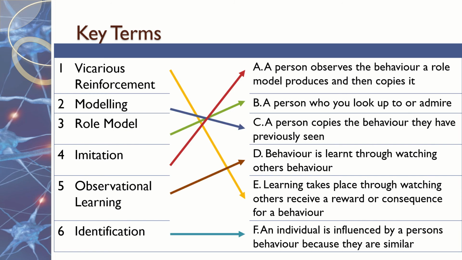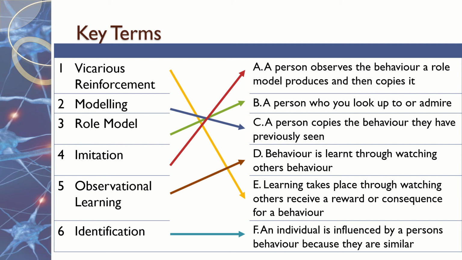So, some of the main key terms. We've got vicarious reinforcement, which is the idea that we learn through watching others and receiving a reward or consequence. So we see them receive that reward or consequence, and then that means that we're likely to either copy them or not copy them, depending on what it is. So vicarious meaning through other people, and reinforcement meaning the idea that they are being given a reward or punishment.